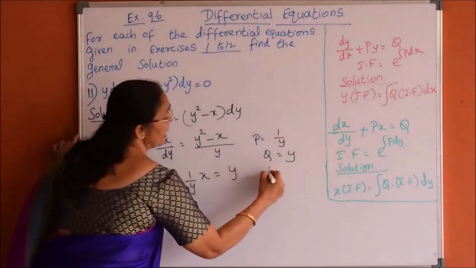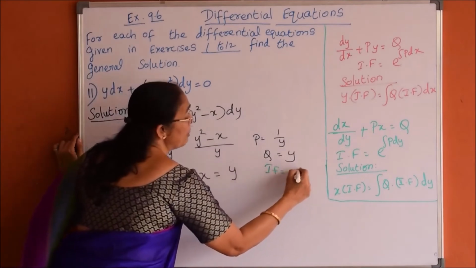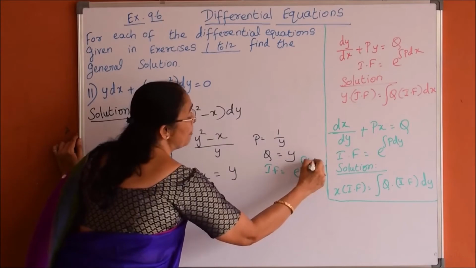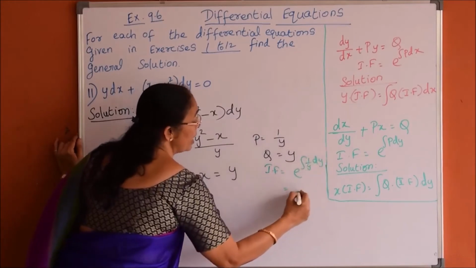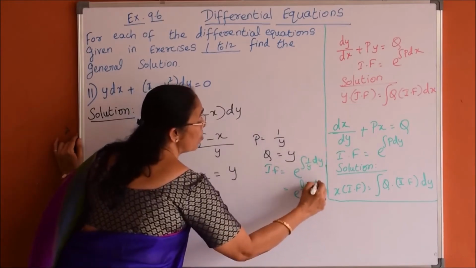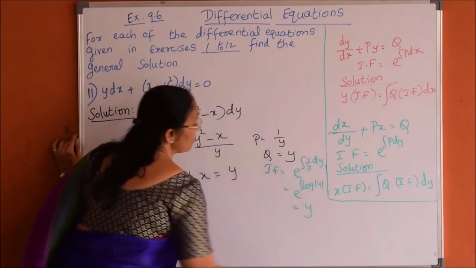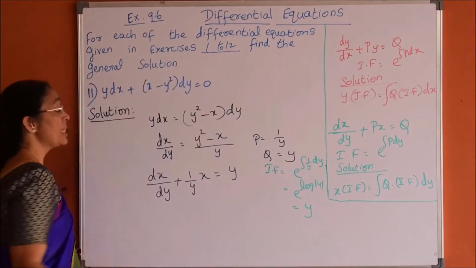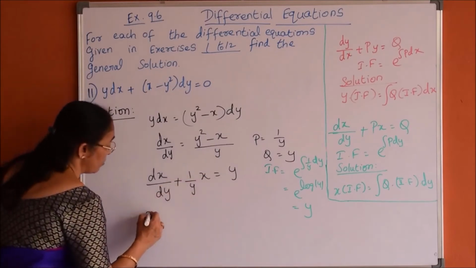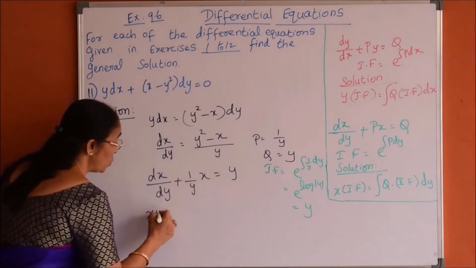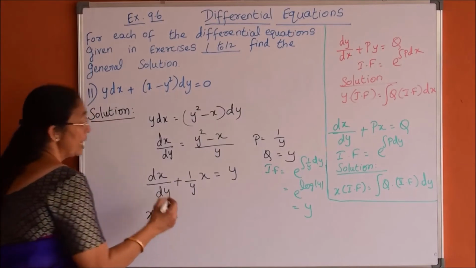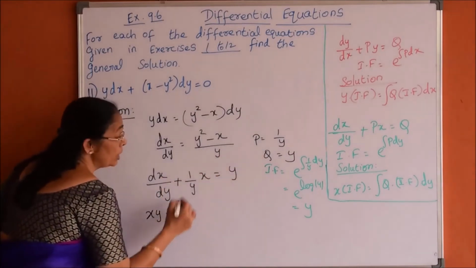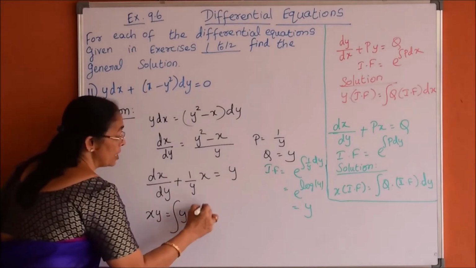So, our integrating factor is e to the power of integration of p dy, that is, p is 1 by y dy, which is e power log mod y or y. Integrating factor is y. Now, solution. Solution is x into integrating factor. X into integrating factor y is equal to integration of q. Q function is y. Y into integrating factor is again y dy.